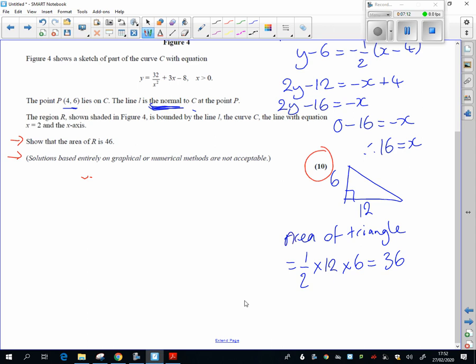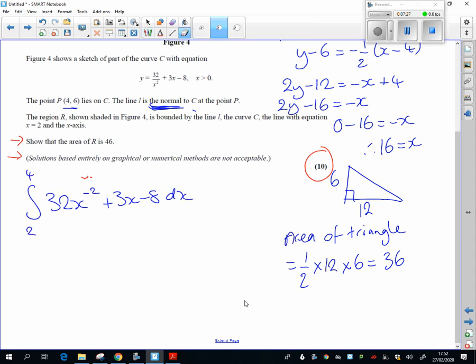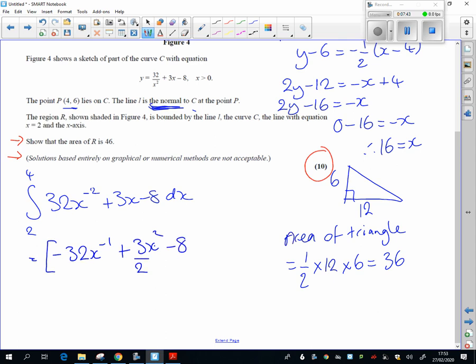Okay, so I'm going to integrate. So again, I need the curve written as powers of x, ready to integrate. So 32x to the minus 2 plus 3x minus 8. And I'm going to integrate that between 4 and 2. Okay, so I'm going to increase that power to minus 1. I'm going to divide by minus 1, which will just make it negative. I am going to increase that power to 2 and divide by 2. I'm going to increase that.